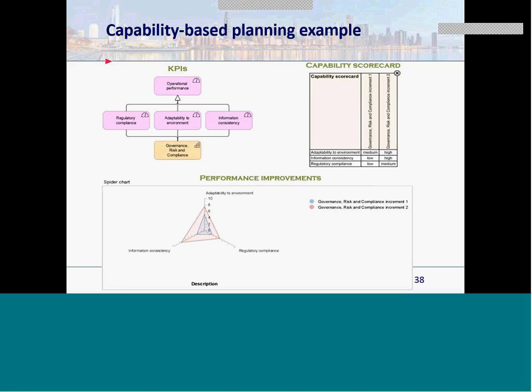You can assign metrics, so KPIs, to specific capabilities, and you can use as a starting point the KPIs that you get from the strategy development phase, like in the case operational performance, and make specific metrics for each capability, like regulatory compliance, adaptability to environment, and information consistency. If you select at least 3 of these metrics, you can do a spider chart in which you can plot basically the current level of ability. So the capability increment 1, as you can see, for adaptability to environment, it's medium at the moment, but you wanted it with capability increment 2 to be high. So that's your goal. You want to get it from medium to high.